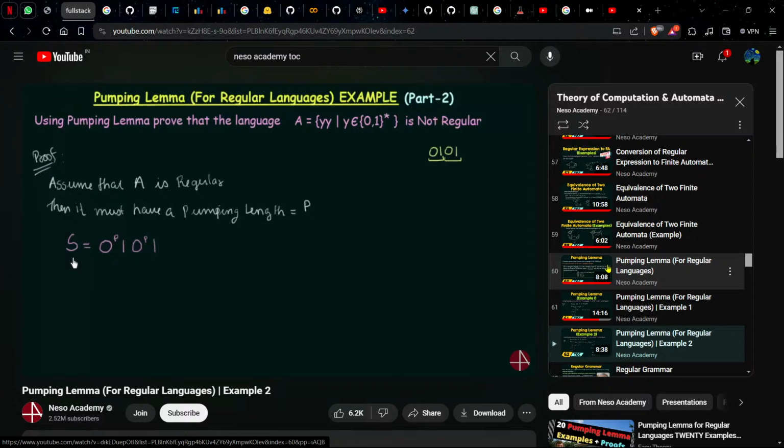Okay, so once you have chosen the string s, the next thing that you have to do is divide this s into 3 parts x, y, and z. Now that's what we have to do. So as we divide into 3 parts x, y, and z, let me take an example. Let's say that my pumping length p is equal to 7.